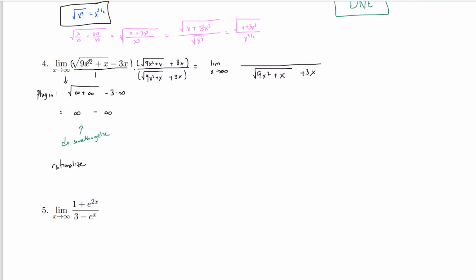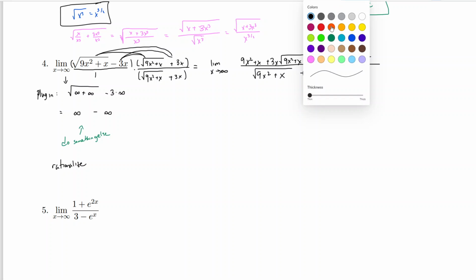Now, when we rationalize, we FOIL this. And then when we do the firsts, the radical parts make each other cancel out. We just get 9x squared plus x. When we do the outers, we get plus 3x times the square root of 9x squared plus x. It's going to be a big numerator, so I'm going to go ahead and extend it. When we do the inners, we get negative 3x times the square root of 9x squared plus x. And then when we do the lasts, negative 3x times 3x is negative 9x squared.